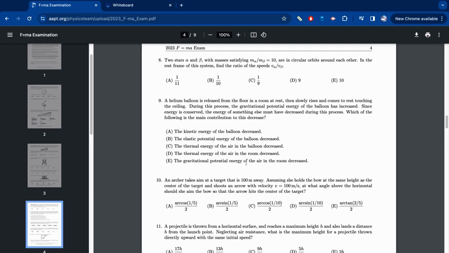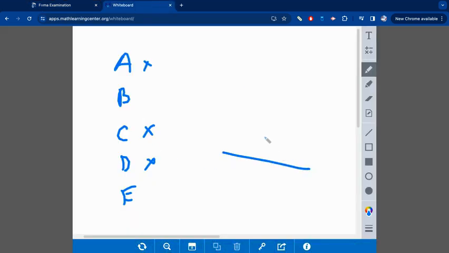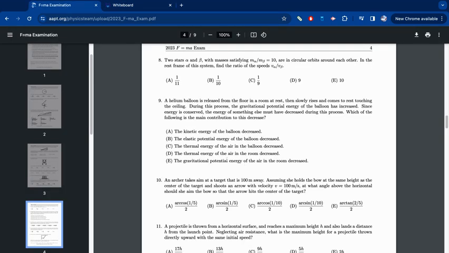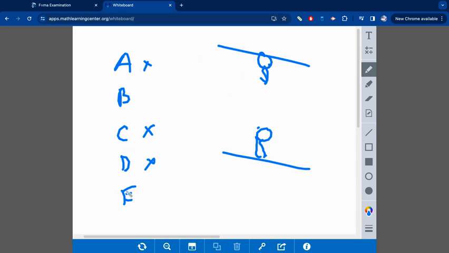And E is the gravitational potential energy of the air in the room decreased, which is probably the correct answer. Because if you have the helium balloon, and this is the ground, this is the ceiling, and it moves up, what's happening is that the space that it occupies, so it moves up here and goes up. The space that it occupies is gonna basically drive all the air that was initially here down, which is definitely gonna reduce its gravitational potential energy. So I guess this is the most relevant to what we're talking about. So it should be E, because basically the air is displaced due to the direct motion of the balloon. So there's a direct correlation between those two energies.